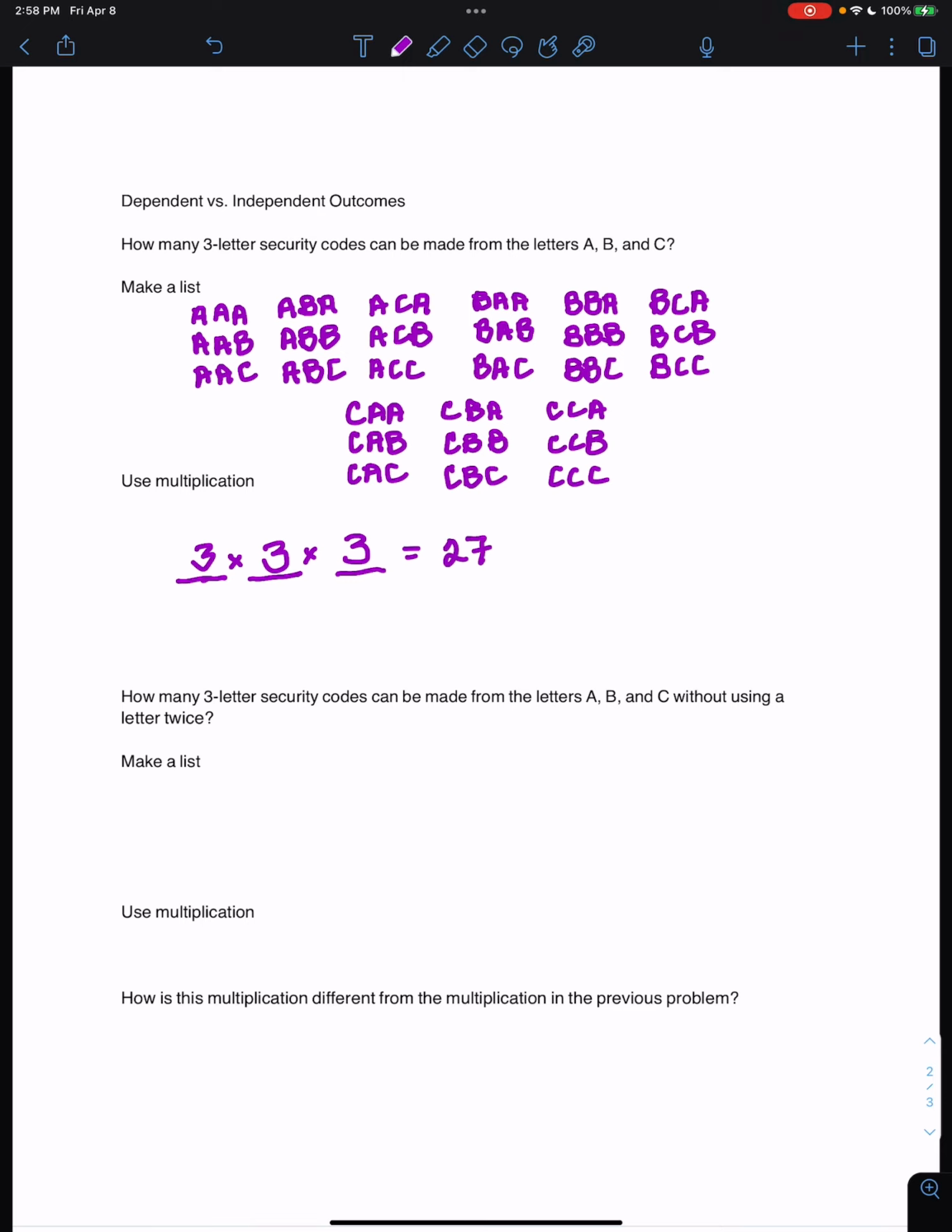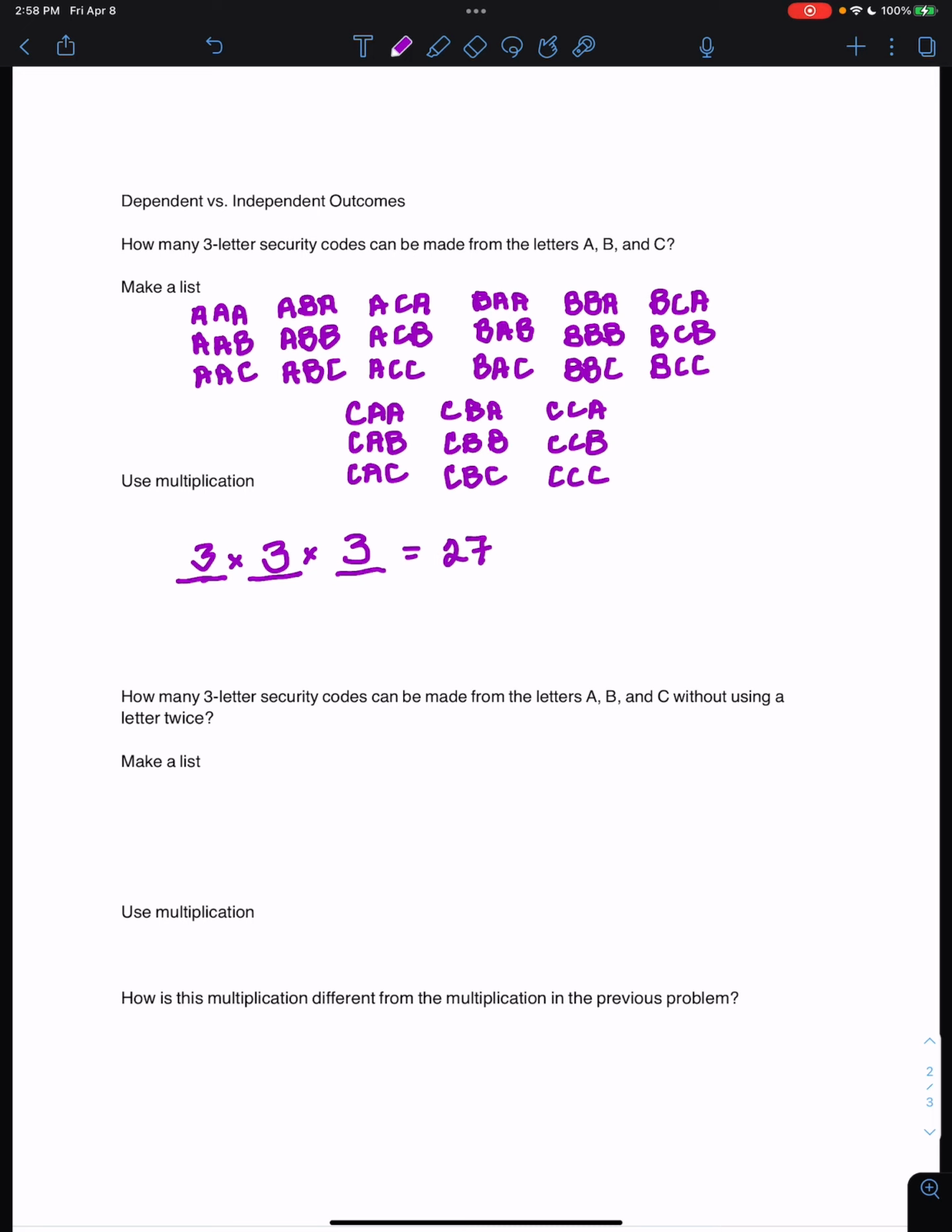And again, you can count them all out in my list. I did it before I put on the video, so you wouldn't have to watch me write out all the possibilities. It's a lot of possibilities, right? Because our letter choice is not dependent, and we can reuse some of our letters.